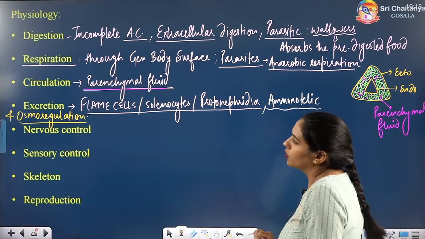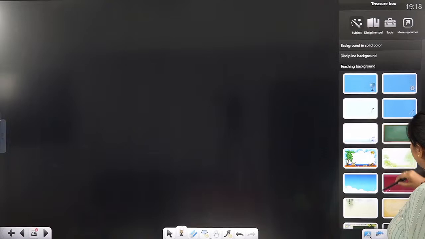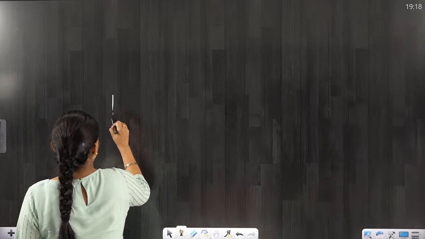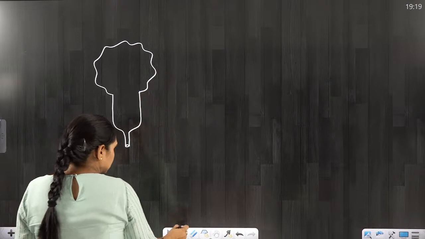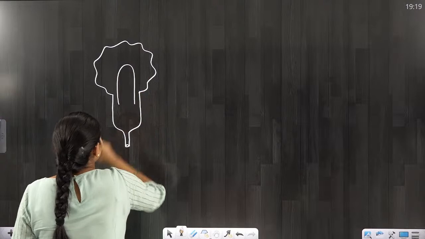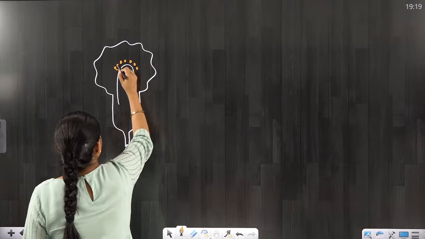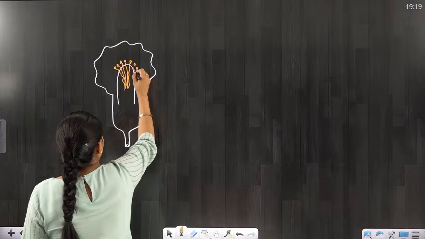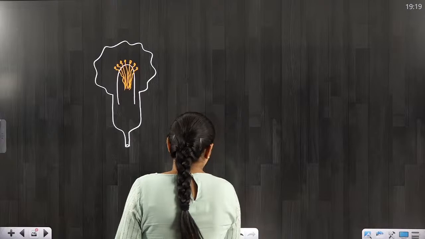That means ammonia is the metabolic waste getting removed. If I talk about the structure of this flame cell, we can understand the flame cell on another page. Flame cell looks like this. There is an excretory tube, there is an excretory pore, and this is the flame cell. This is the cell, and this is the lumen of the cell. In this lumen, you will see some cilia, and obviously cilia arise from the basal granules. There are also some globules which are packed with the metabolic waste, these are the globules of excretion.